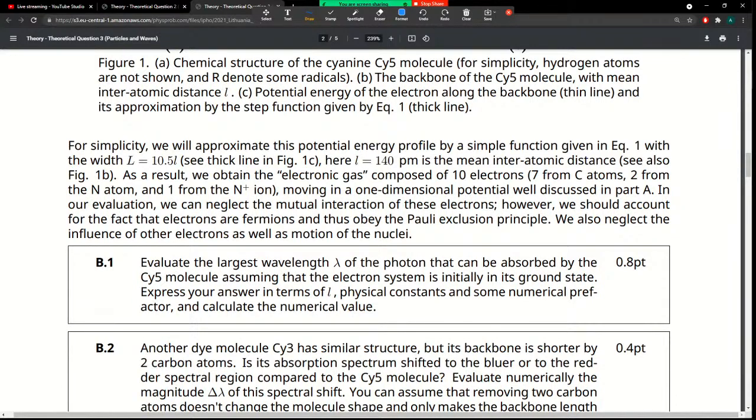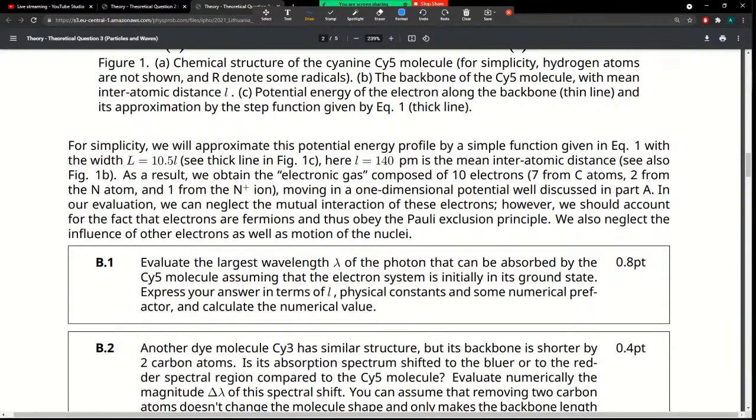In our evaluation, we can neglect the mutual interaction of these electrons. However, we should account for the fact that electrons are fermions and thus obey the Pauli exclusion principle. We also neglect the influence of other electrons as well as motion of the nuclei. Okay.